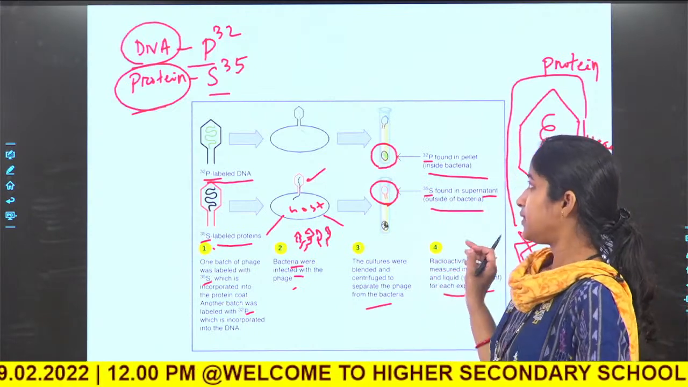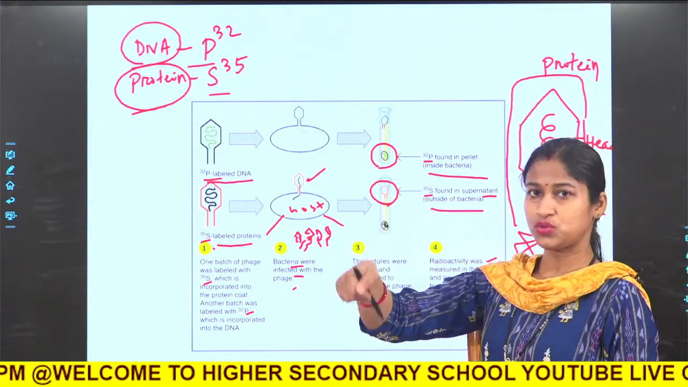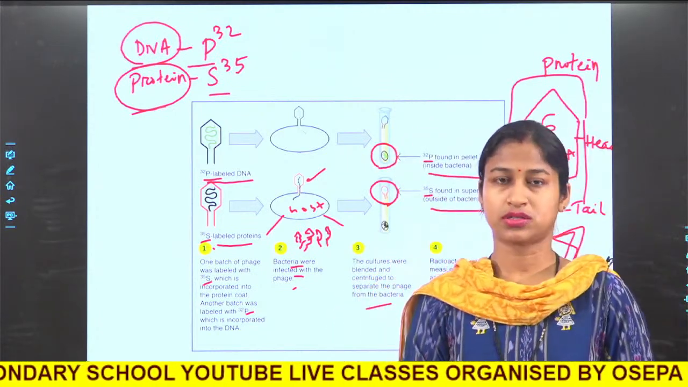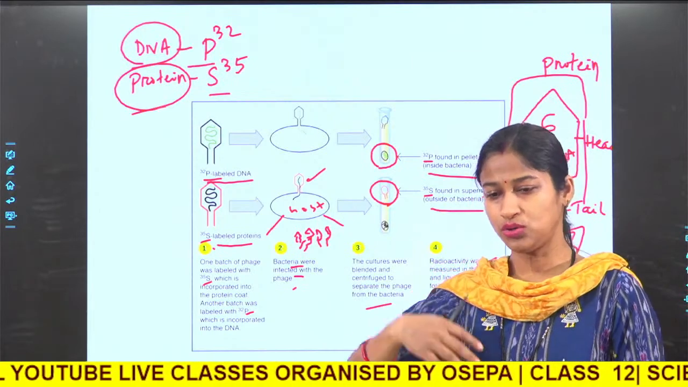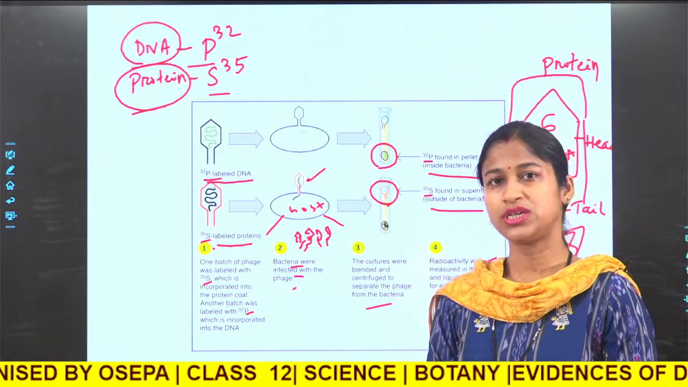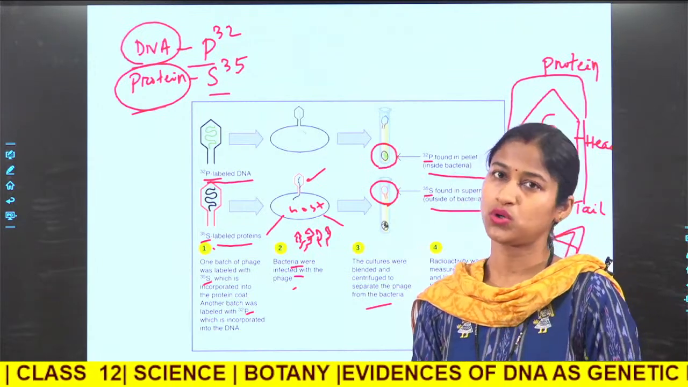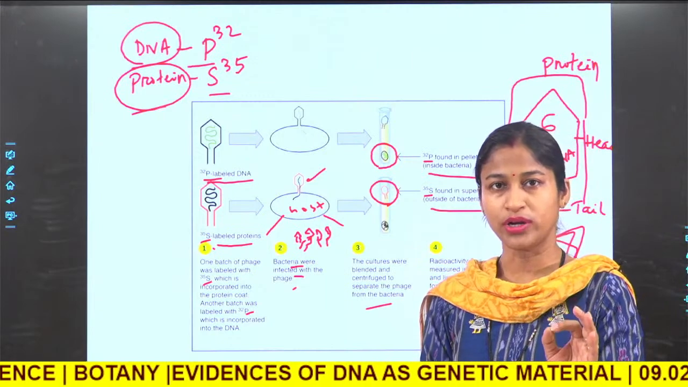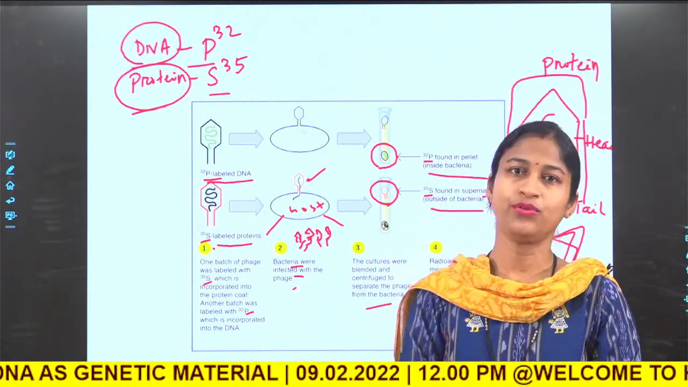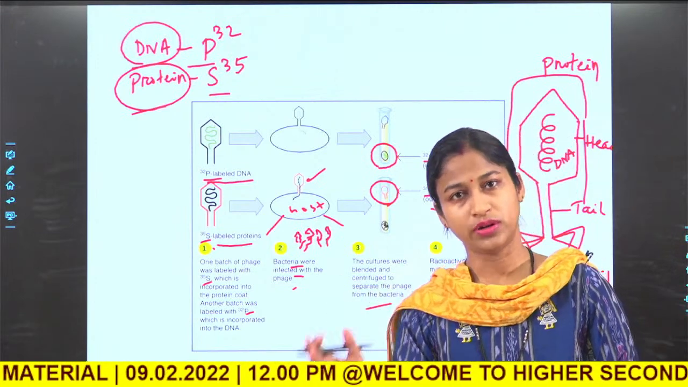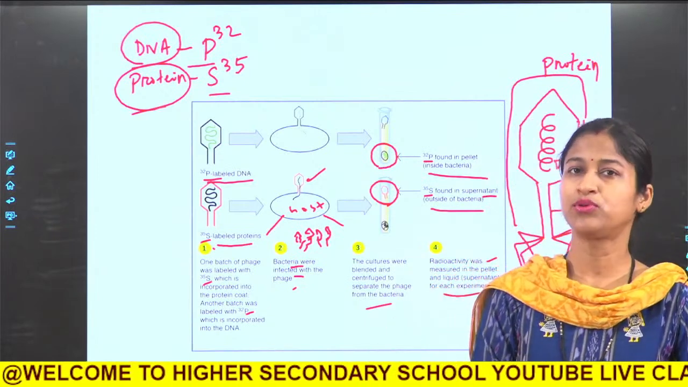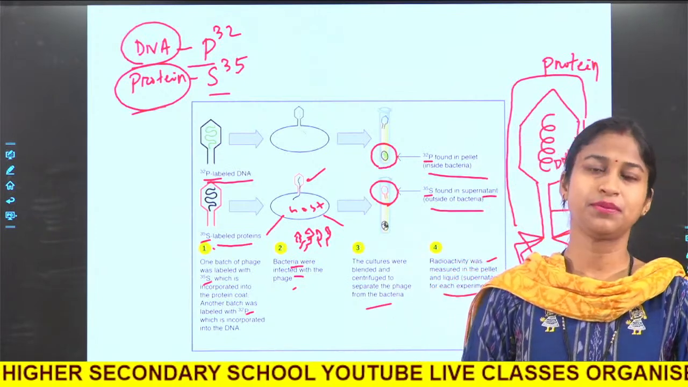So, this proves that DNA goes into the host cell and this is the genetic material which has the instruction to produce many phage molecules by utilizing the synthetic machinery of the host cell. It is only the DNA molecule which has the instruction to produce the whole bacteriophage comprising both the DNA molecule and the protein coat. So, this again proves that DNA is the genetic material.